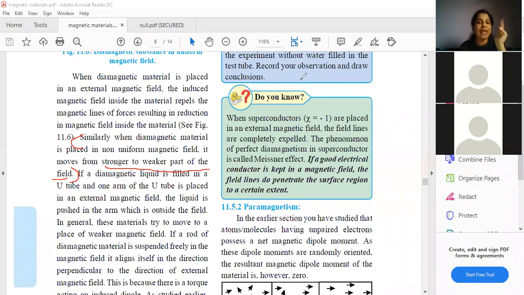Now, to explain this point, see, if a diamagnetic liquid, a liquid which has diamagnetic character in it, is filled in a U-tube, and one arm of the U-tube, this experiment is there, no? This part that is written over here. I would like to show you all one diagram. Just a minute.